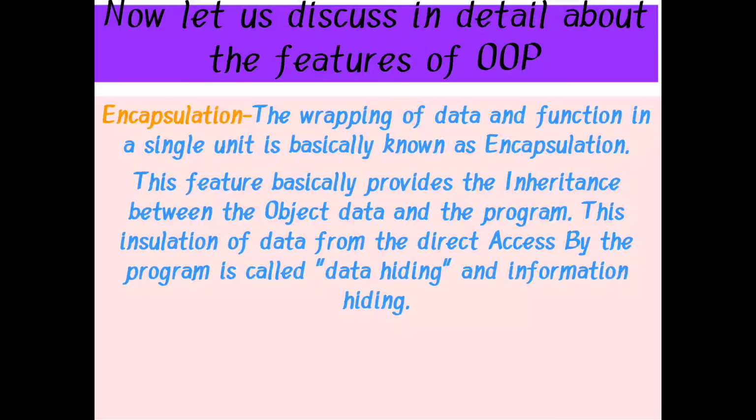So hello everyone, in the last video we had discussed the four main features of object oriented programming. Now we are going to discuss in detail the features of object oriented programming. Apart from these four features, there are other features of object oriented programming also available. We will discuss that after discussing this one. So the first feature of object oriented programming is encapsulation.